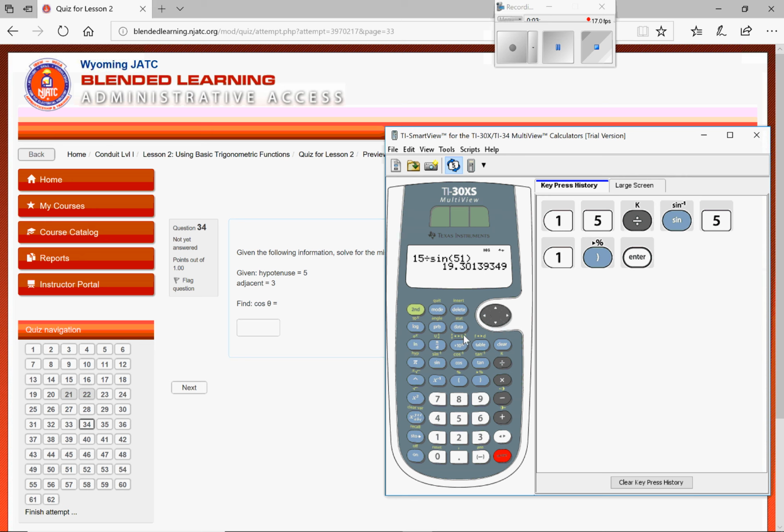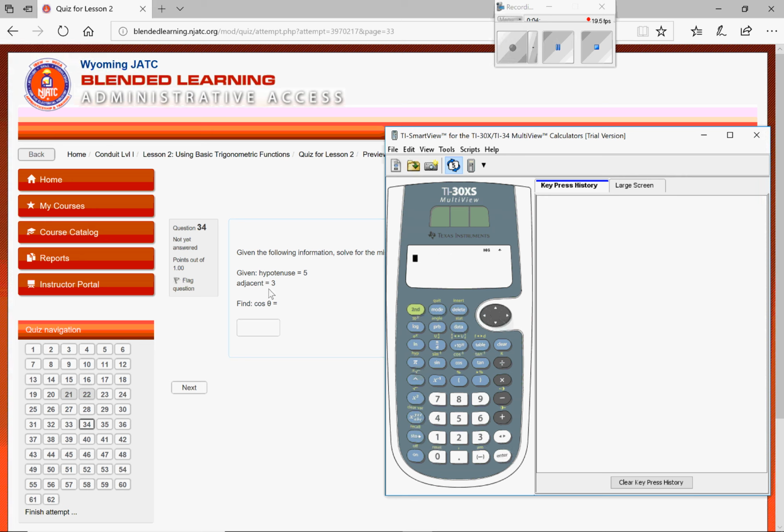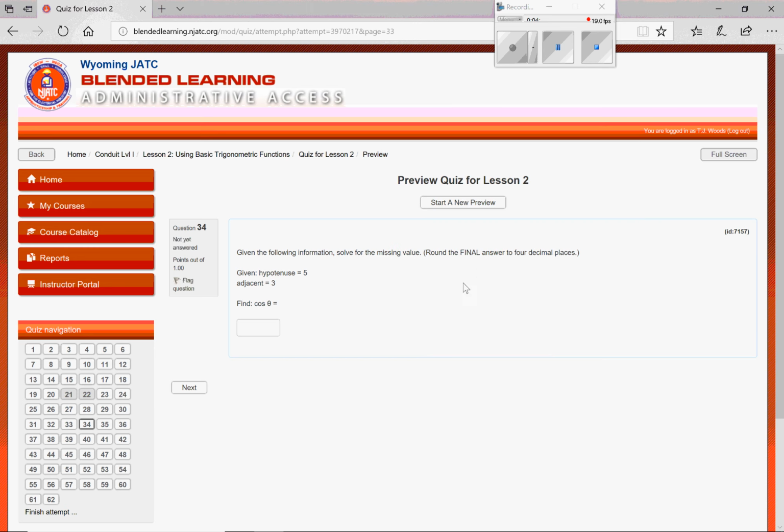So I'm going to clear that. They're saying adjacent is 3, hypotenuse is 5, so 3 divided by 5 is going to give me a cosine of 0.6. They want that in 4 decimal places, so that would be 0.6000.